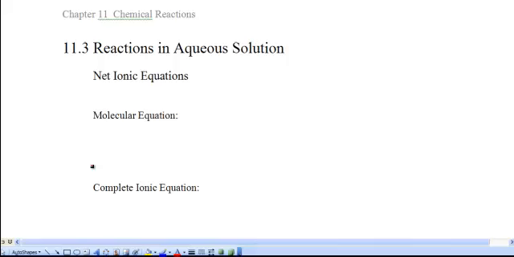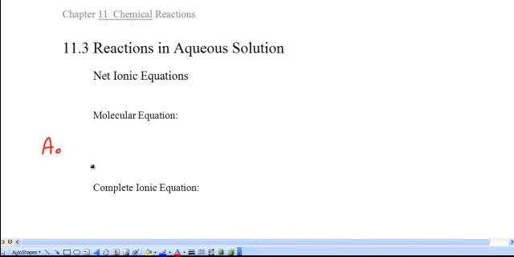And then we'll wrap up the section by giving you reactants and then asking you to predict the products and also predict whether or not either one of those products will be a precipitate. Alright, so let's start off by taking a look at the equations. The first one is a molecular equation, and that's an equation that you're actually familiar with.